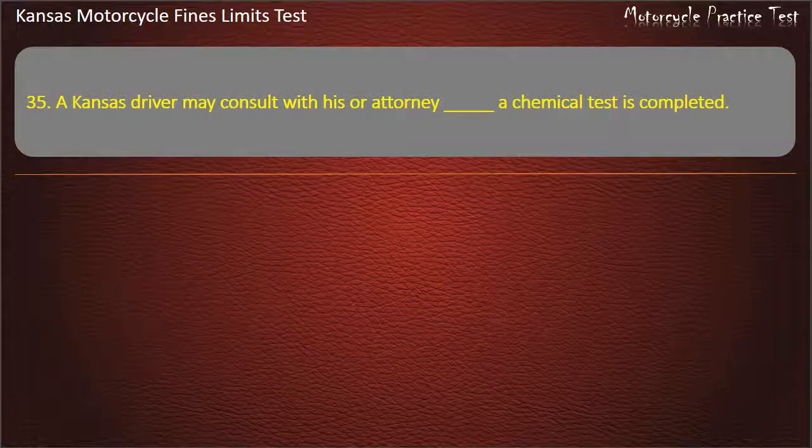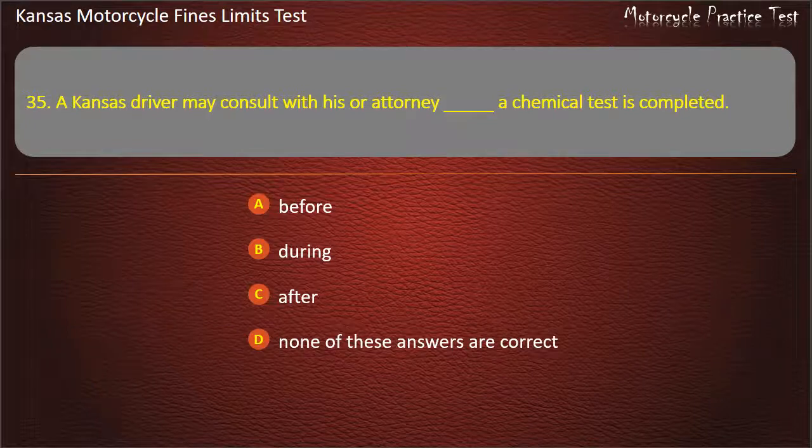Question 35. A Kansas driver may consult with his or her attorney. A chemical test is completed before, during, after. None of these answers are correct. Answer. After.